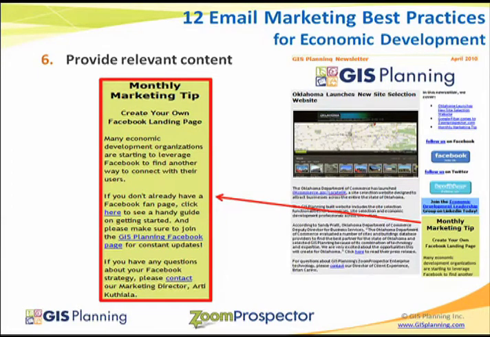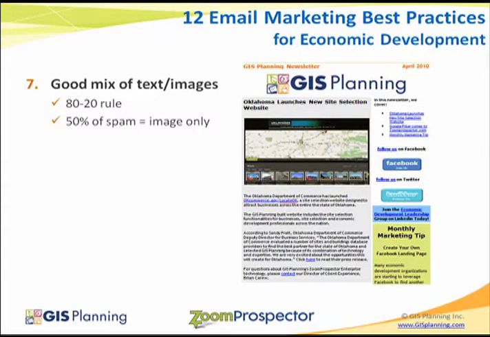You should also strive for a good mix of text and images. The general rule is to do only about 20% of your email as images. This is not a hard and fast rule, but over 50% of spam is image only, so they have no text in it, and that's one of the reasons that we decided to stay a little bit on the safe side and use pictures only to accentuate our content.